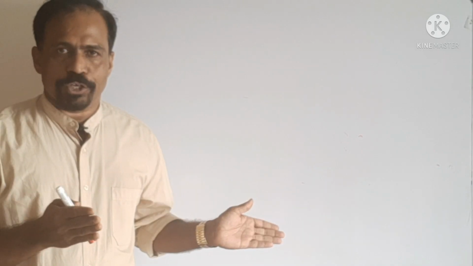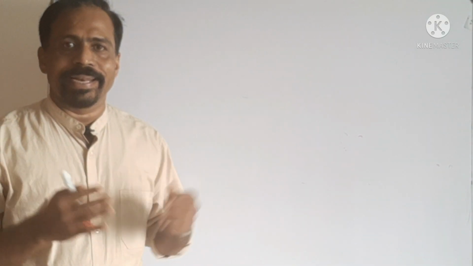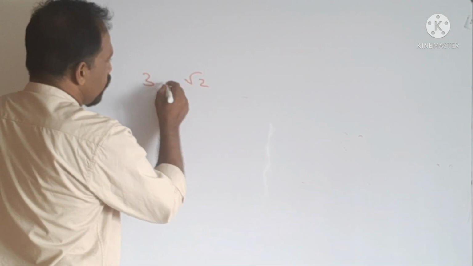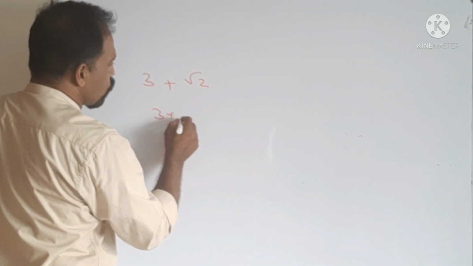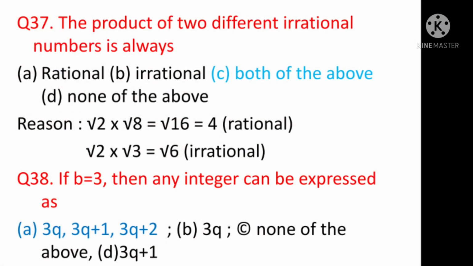We have seen the product of a rational number and an irrational number. So what will happen if we add a rational number and an irrational number? Let us take the same example, 3 and √2. If we add this, it will be 3 + √2. We know that it is an irrational number. So question number 37. The product of two different irrational numbers is always.